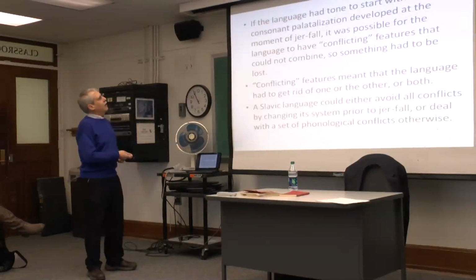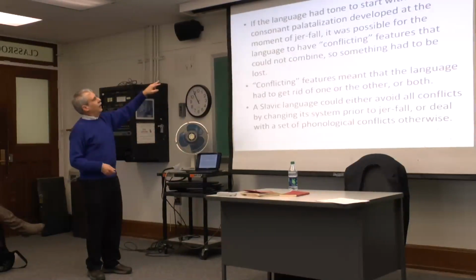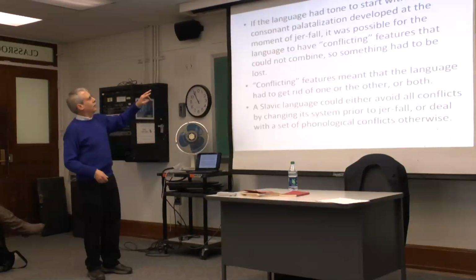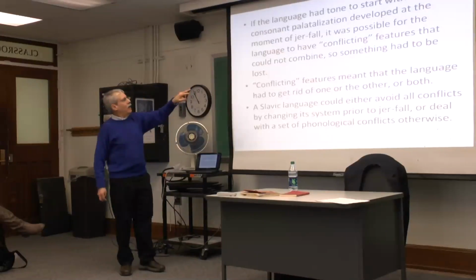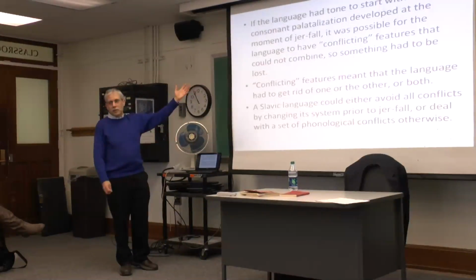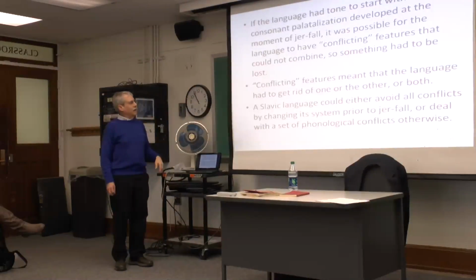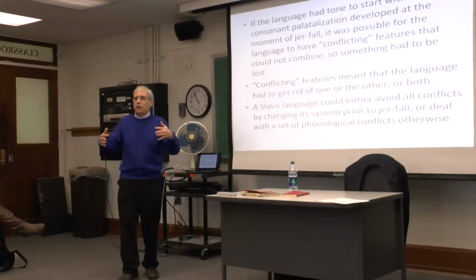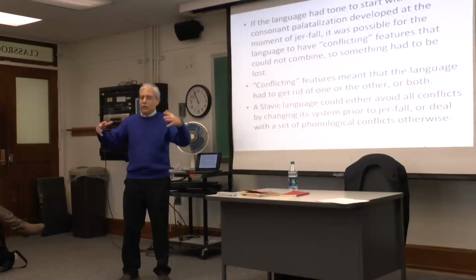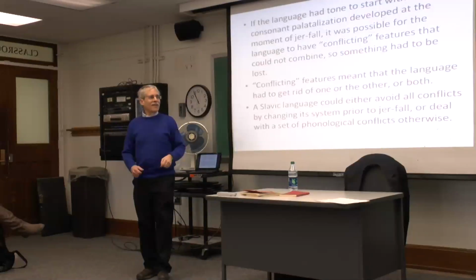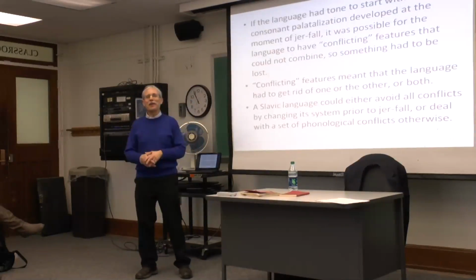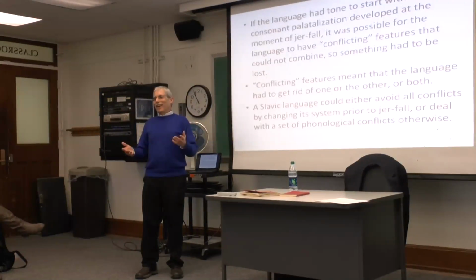If a language had tone to start with, and then consonantal palatalization developed at the moment of Yerfol, it was possible for the language to have conflicting features that could not combine. So something had to be lost. Conflicting would mean two features that don't normally go together were temporarily shoved together, and the language had to just deal with it, right? Like a lot of life situations are like that.